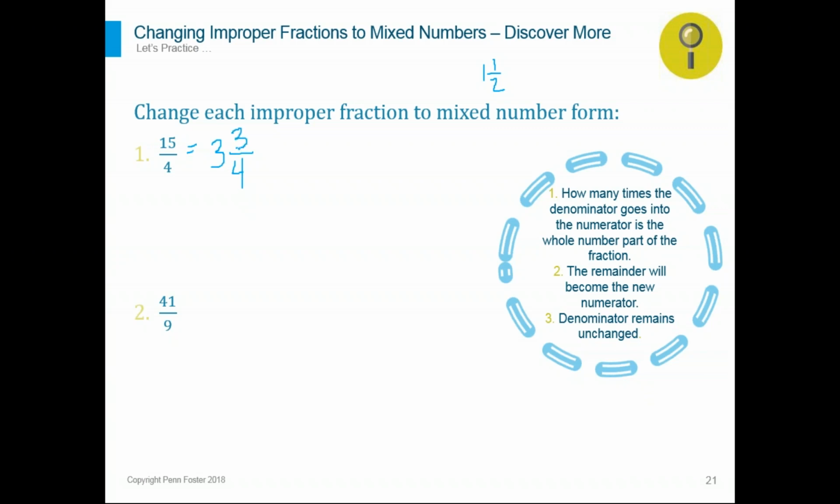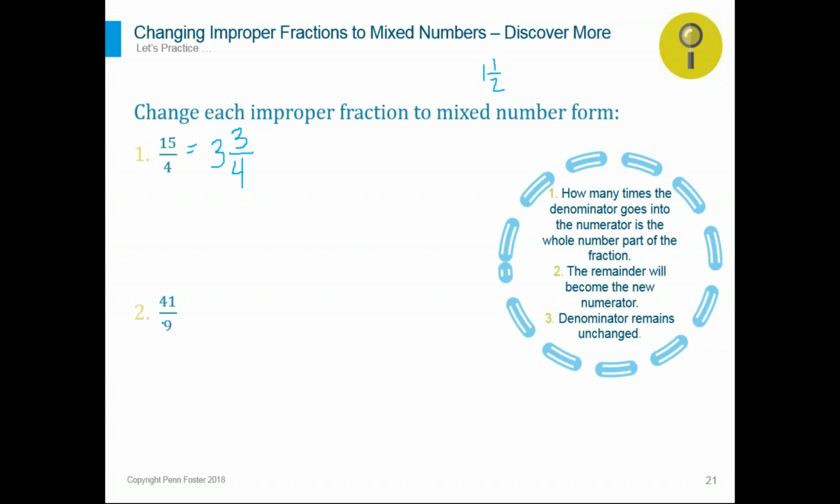3. So instead of saying 15 over 4, it's hard to imagine 15 parts over 4 parts. It's easier to say 3 and 3/4. I know now what I'm talking about. I can visualize 3 cakes and 3/4 of a cake.